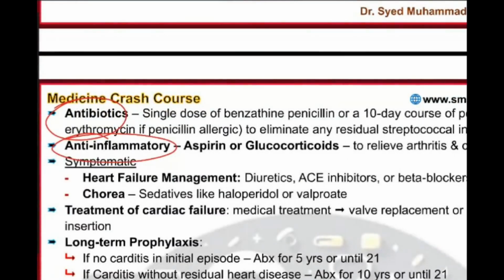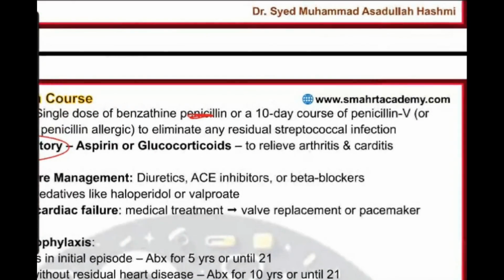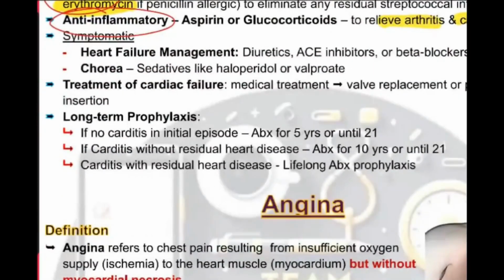Give antibiotics plus anti-inflammatory. So which antibiotic do you want to give? Penicillin, because you want to kill the strep. Strep can be killed by penicillin. If the patient is allergic to penicillin, give erythromycin. Erythromycin is the father of azithromycin. Okay, anti-inflammatory, give anti-inflammatory to relieve the joint pain and all those carditis features.